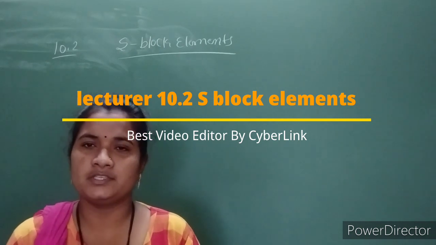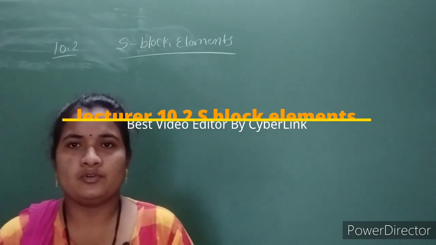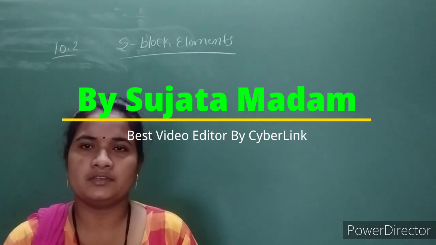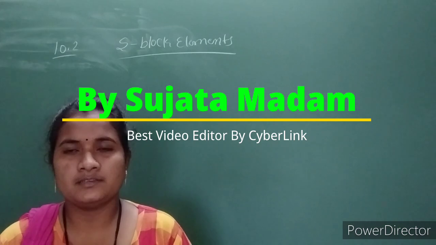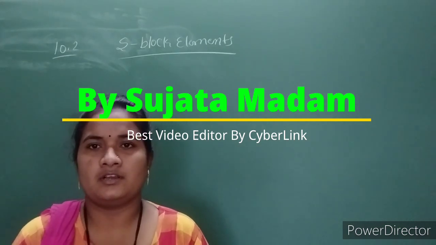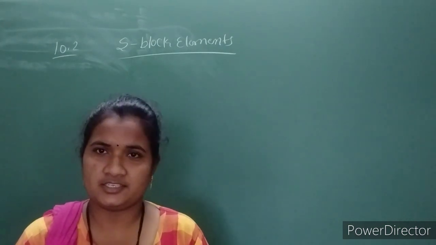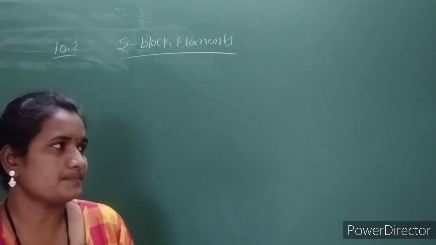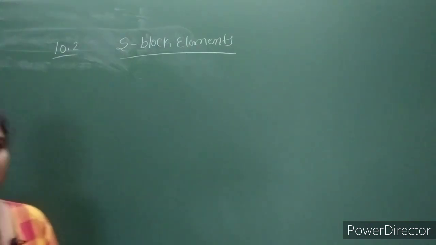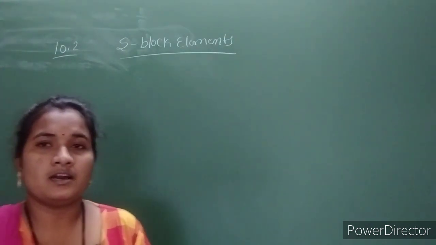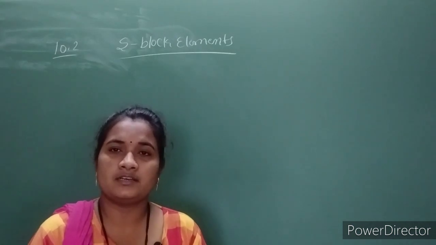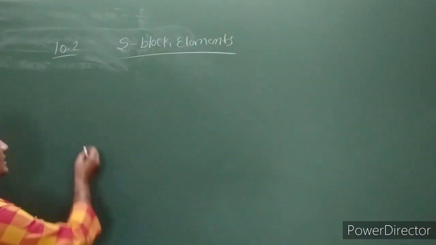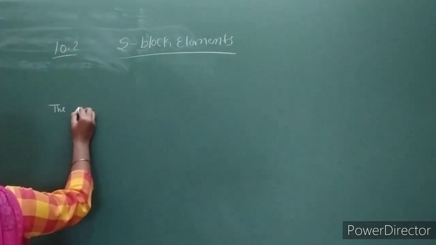In the last video we discussed the s-block elements, that is group 1 and group 2 elements, and the properties of the alkali metals like electronic configuration, atomic or ionic radii, ionization enthalpy, and hydration enthalpy. Next, the alkali metals give a characteristic color whenever they are exposed to an oxidizing flame.